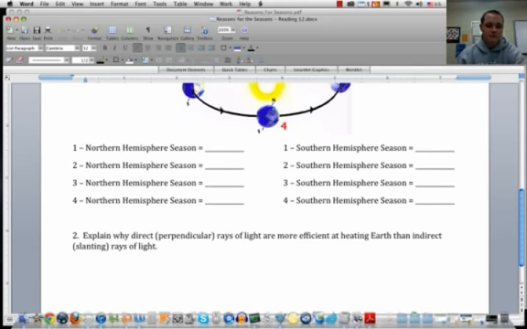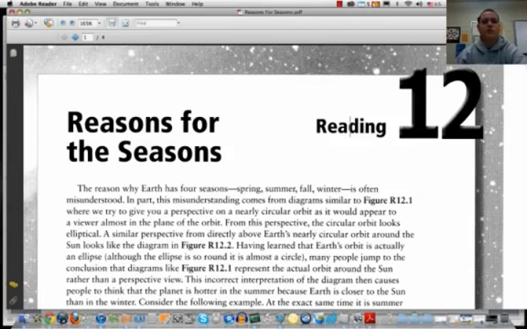Then the last part is question number 2: explain why direct, aka perpendicular, lines of light are more efficient at heating than indirect, which would be the slanted lines as they come in and hit Earth. Okay, so those are your two questions. The actual reading piece is right here, Reasons for Seasons, reading 12.